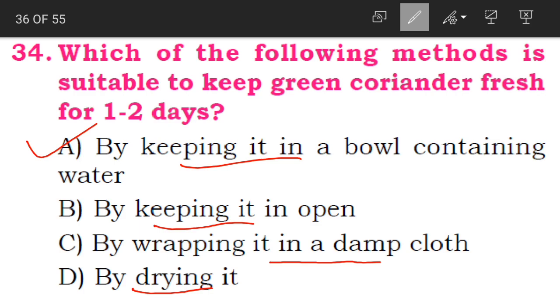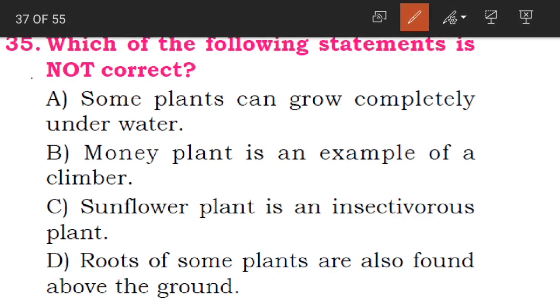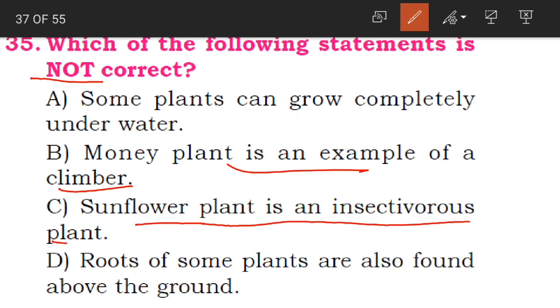Clear? Just experience that. Now the 35th question, which of the following statements is not correct? See here children, we have to select the statement which is not correct. Okay, A option is some plants can grow completely underwater. B is money plant is an example of a climber. Sunflower plant is an insectivorous plant. This is the C option. D is roots of some plants are also found above the ground.